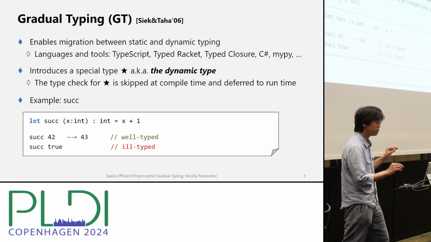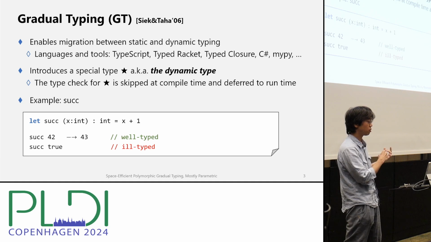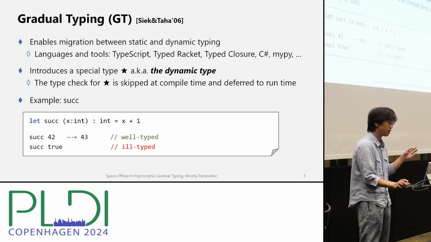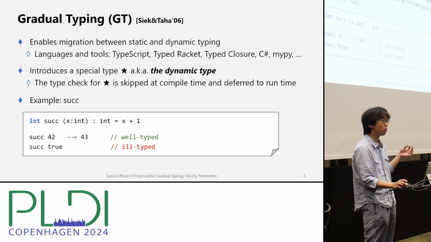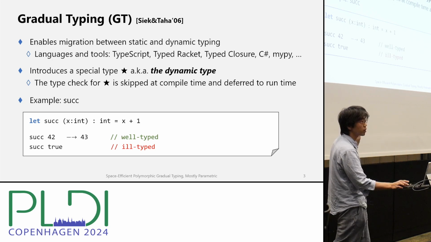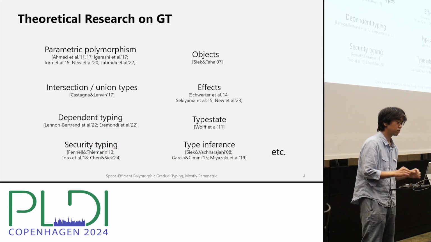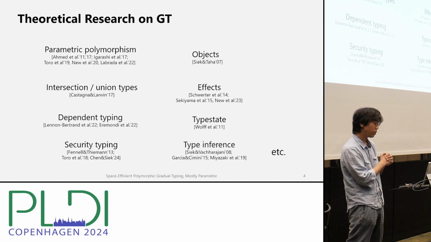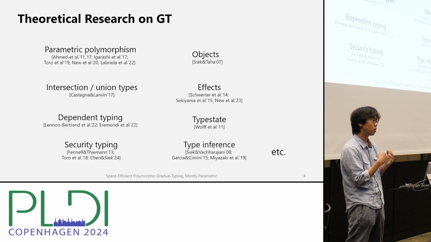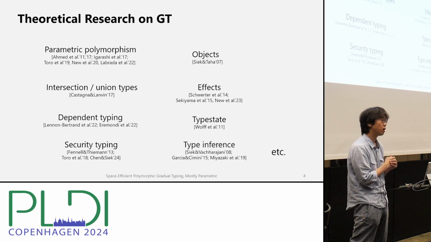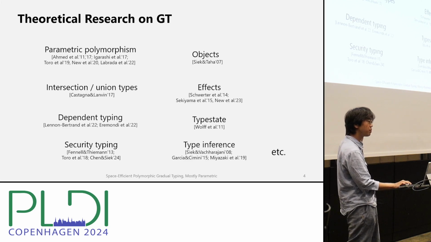Okay, and if the type of the successor function is turned to be more static, like int to int, then the type checking is shifted from dynamic checking to static checking. So then we can find the second application is ill-typed. This is a very brief overview of gradual typing, and there are many theoretical extensions of gradual typing. In this talk, we focus on the extension with parametric polymorphism.